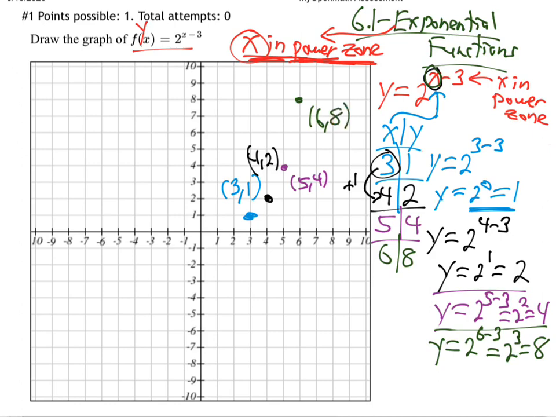Do you see what the function's doing as we go to the right? It's going up, up, up, really, really fast. If we plugged in something like 7, it would go crazy. 2 to the 7 minus 3 is 2 to the 4th. 2 times 2 is 4, times 2 is 8, times 2 is 16. Over 7, up 16. It's rocketed way up there already.